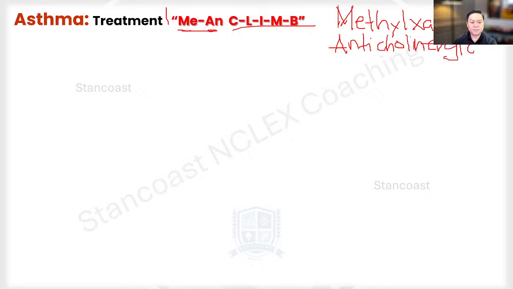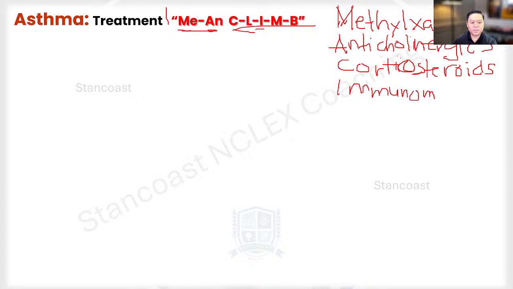Anticholinergics. And then we have the C, which signifies the corticosteroids. So it could be in the form of an oral or it could be IV. Corticosteroids. And then we also have the I. So what is the I? Well, that will represent the immunomodulators.